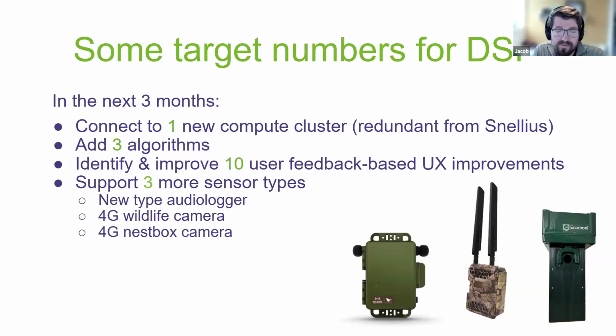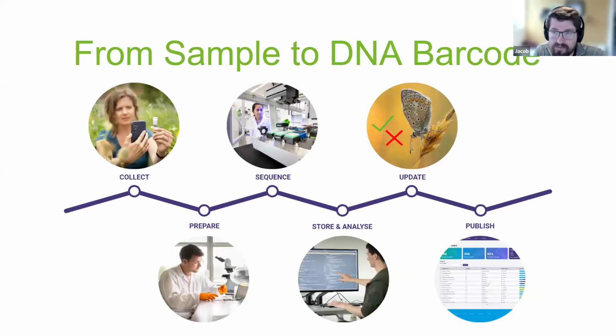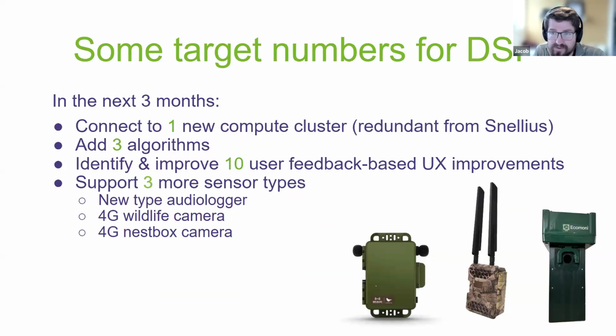We also want to add 3 more algorithms and work on user feedback from you, the user, and improve our system based on that. And last but not least, also support 3 more sensor types. Currently we do not fully support the song meters yet, so that's something we want to work on. The 4G wildlife cameras, I think we are 70% done by connecting them. And also the Netbox cameras should be supported in 3 months from now.